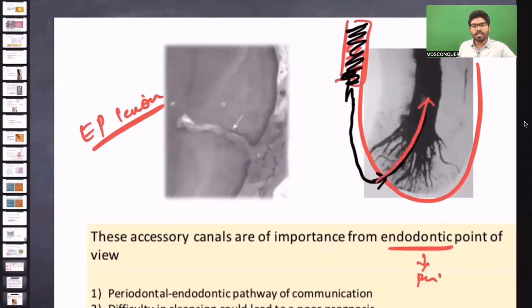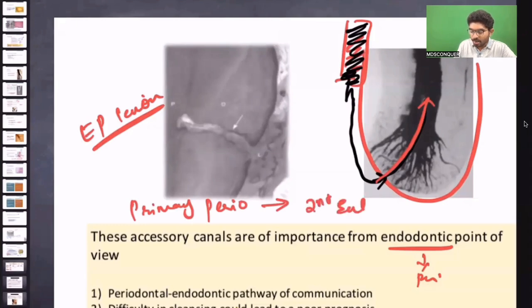So what is this classification of endoperio lesion called? This is primary pocket, meaning primary perio department. The next one, it is affecting the endodontic pulp. So it is primary perio and secondary endo. Clear?